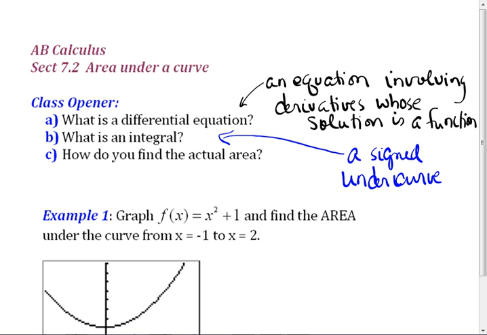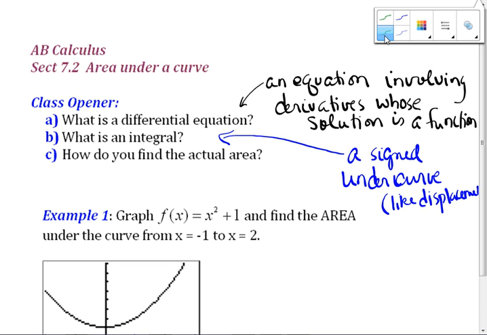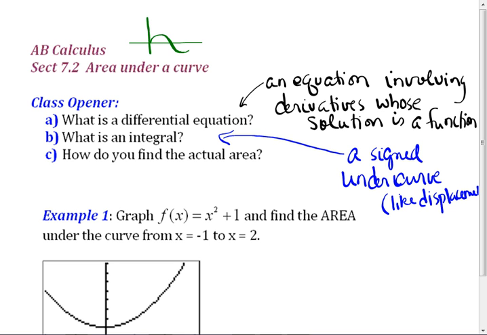And this would be like displacement. Okay, how do you find the actual area? It's not an integral, because what happens here? Matt, what happens in this situation? What's the integral? It's 0.